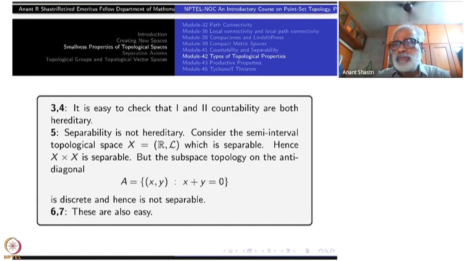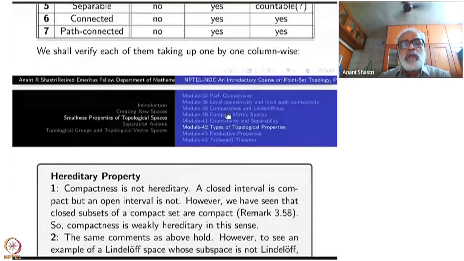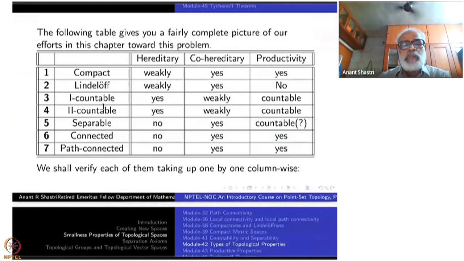What are the open subsets of a subspace? Take any open subset in the original thing, intersect with the subspace. Suppose Y is a subspace of X. Now B is a countable base for X. Take any member of B, intersect it with Y, and collect them. That will become a countable base for Y. That's all. Okay, so up till here we have seen that first countability and second countability are hereditary.